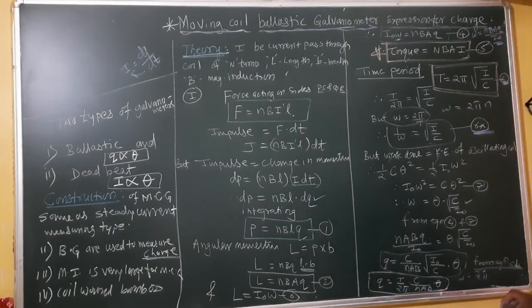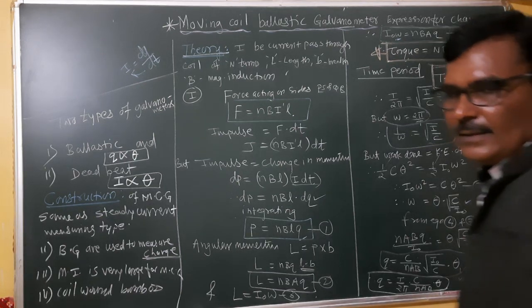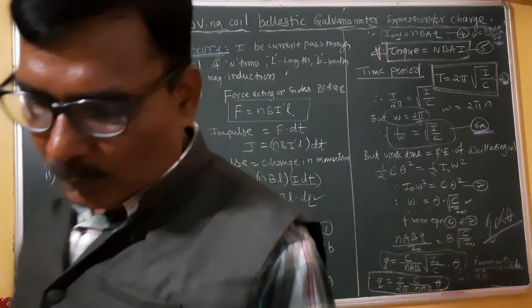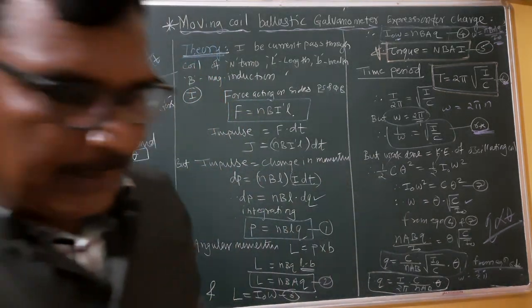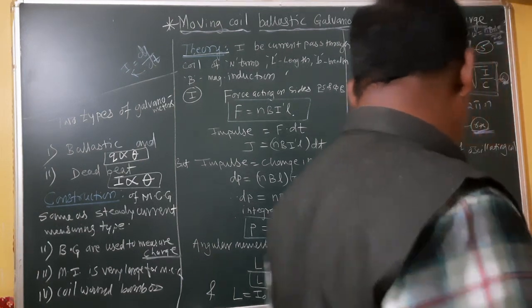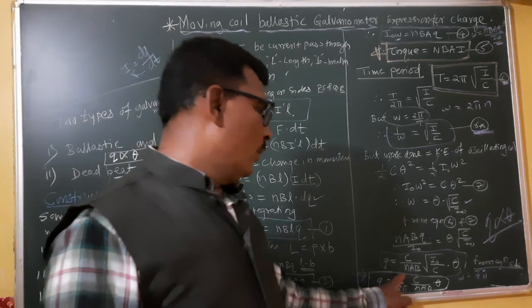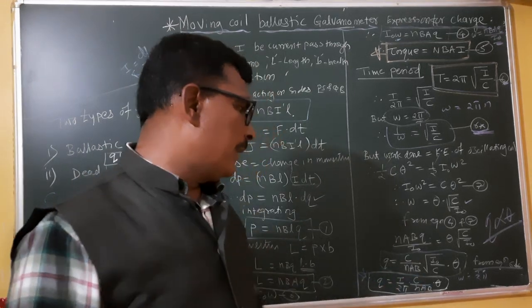And finally, Q is directly proportional to theta. This is the expression for the charge of the moving coil galvanometer. Very important expression for the charge. Sometimes a multiple choice question may be asked on that. What is the expression for charge? Q is equal to T upon 2 pi, C upon NBA into theta.